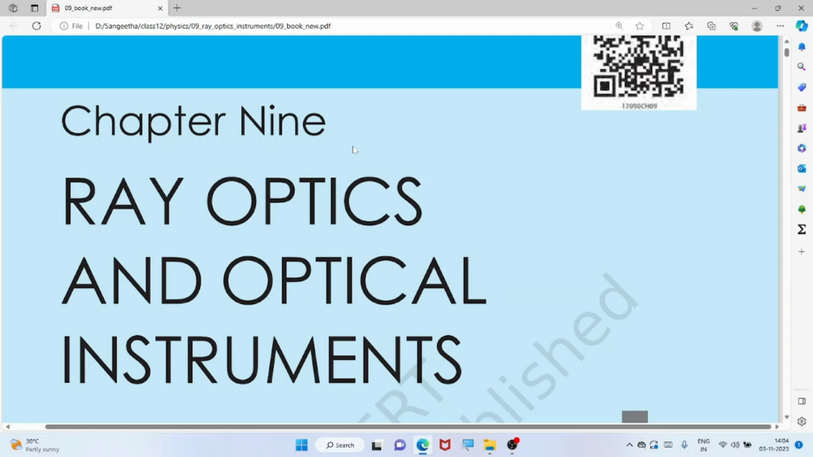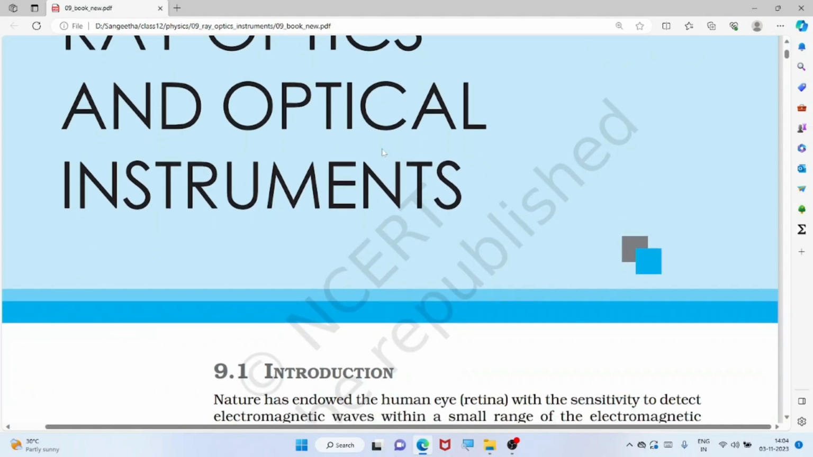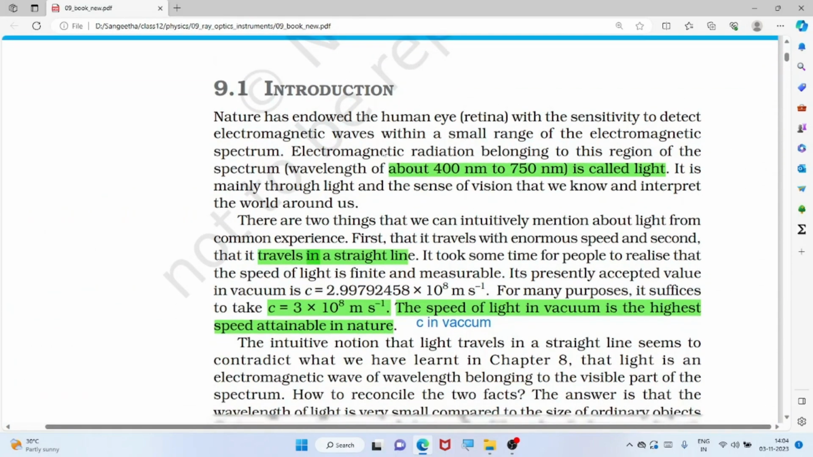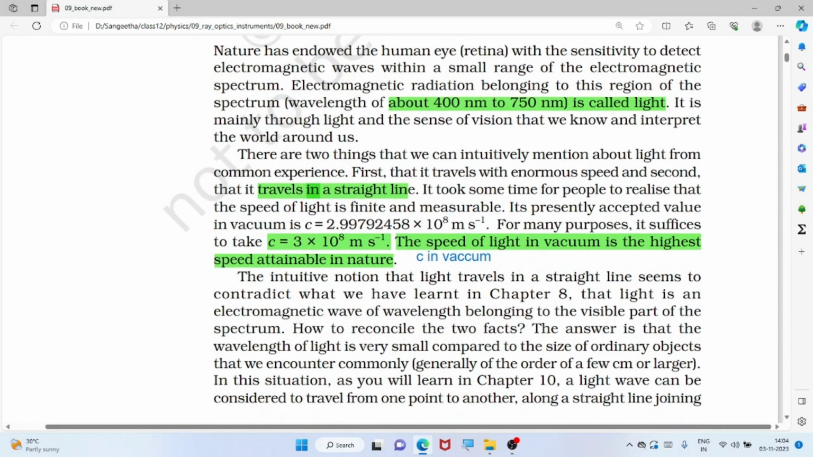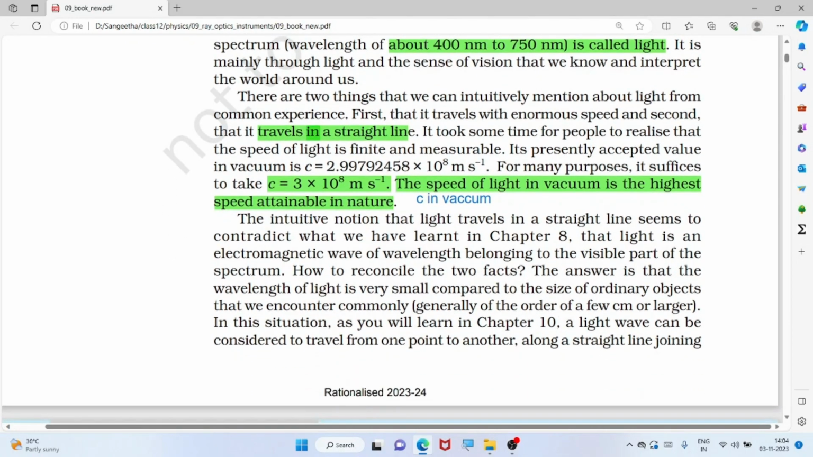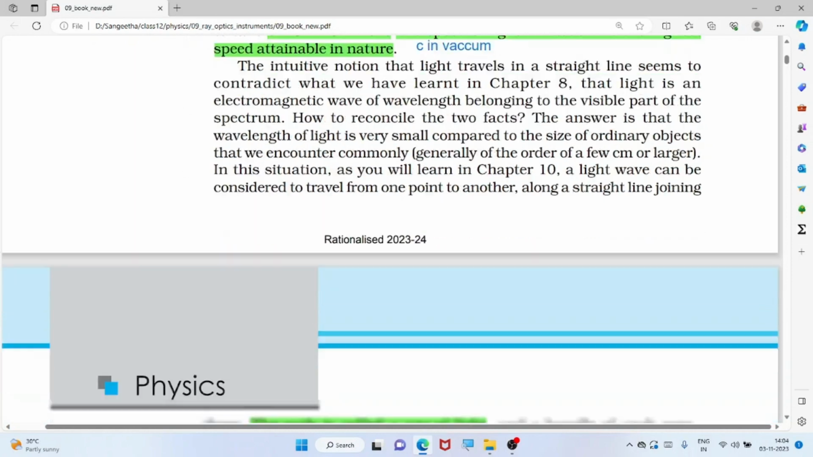Okay, we will go through some important points in the class 12 physics chapter 9, ray optics and optical instruments. This is the visible light spectrum, region of the spectrum. Light travels in a straight line. This is the velocity of light in vacuum. Okay, this is important, the medium is vacuum.